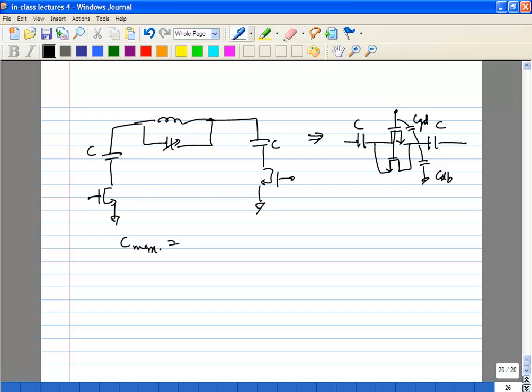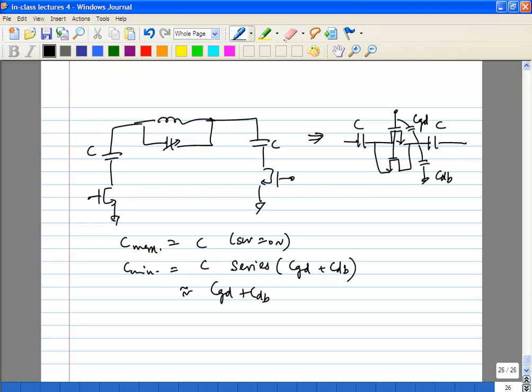So what is your Cmax? Cmax is just C when your switch is on on each side. What is your Cmin? It is C in series with, since you have C here, CGD and CDB in parallel. So this is approximately CGD plus CDB, because you're assuming that CGD and CDB are much smaller than C.